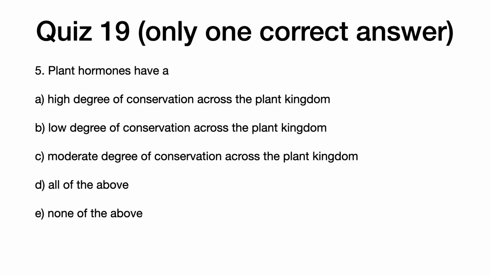5. Plant hormones have A, a high degree of conservation across the plant kingdom. B, low degree of conservation across the plant kingdom. C, moderate degree of conservation across the plant kingdom. D, all of the above. E, none of the above.